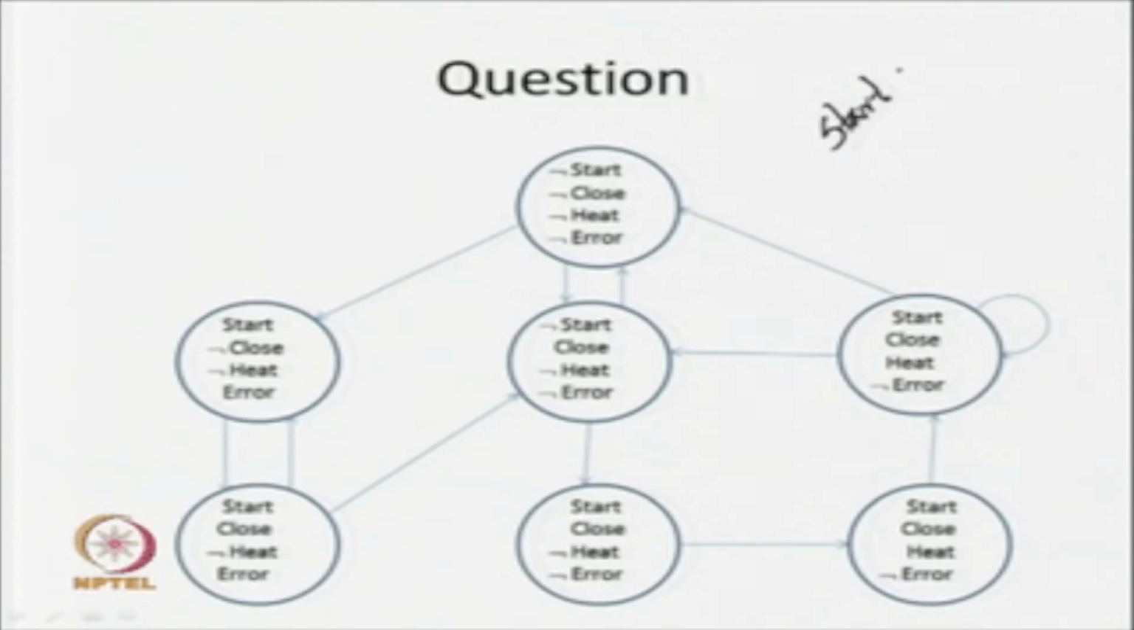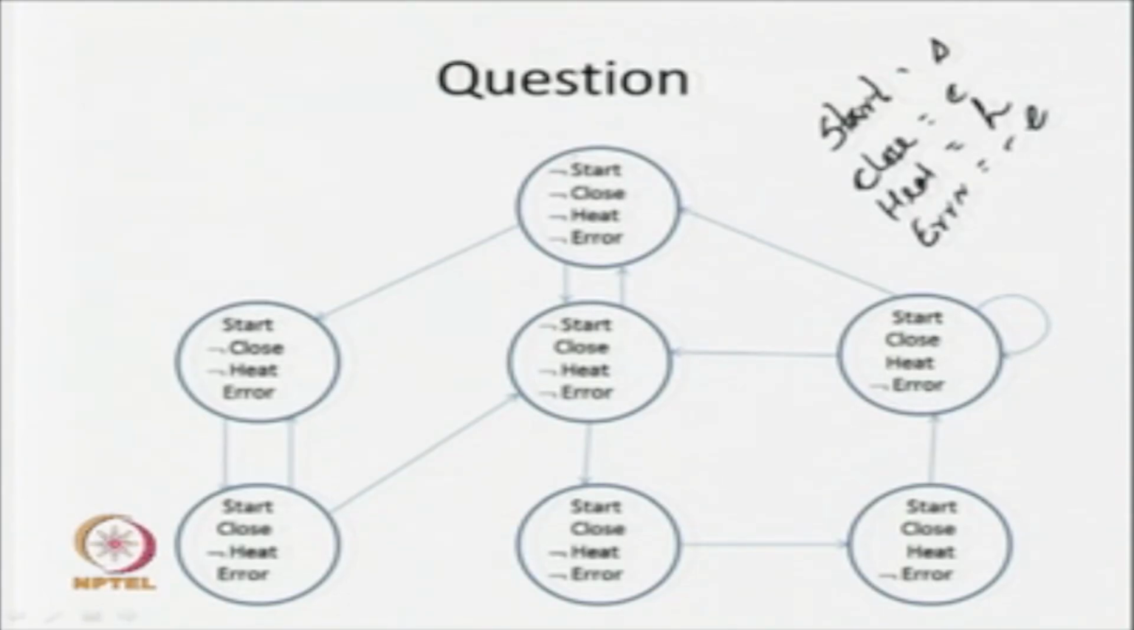I represent start by S, then close, I have C representing close. Heat, H is my heat, and error, I represent error by E. So, these are the 4 state variables I will need to represent this particular state.